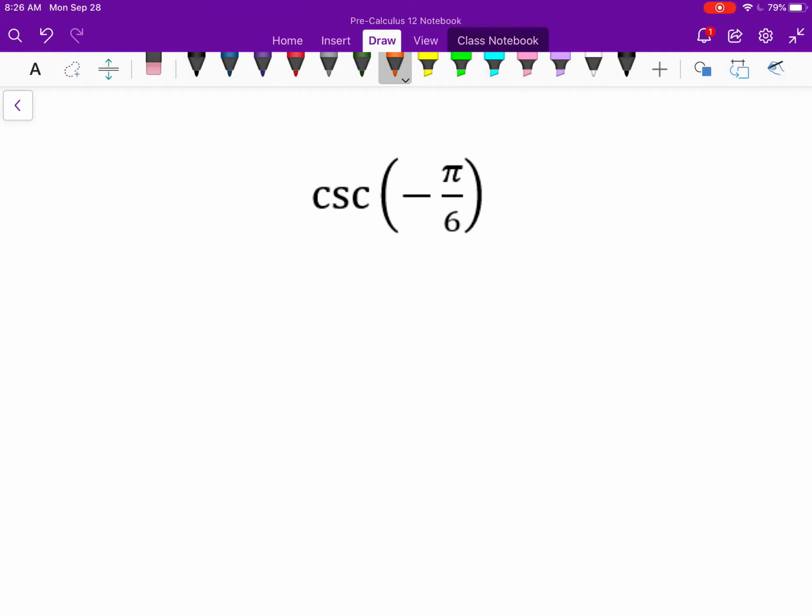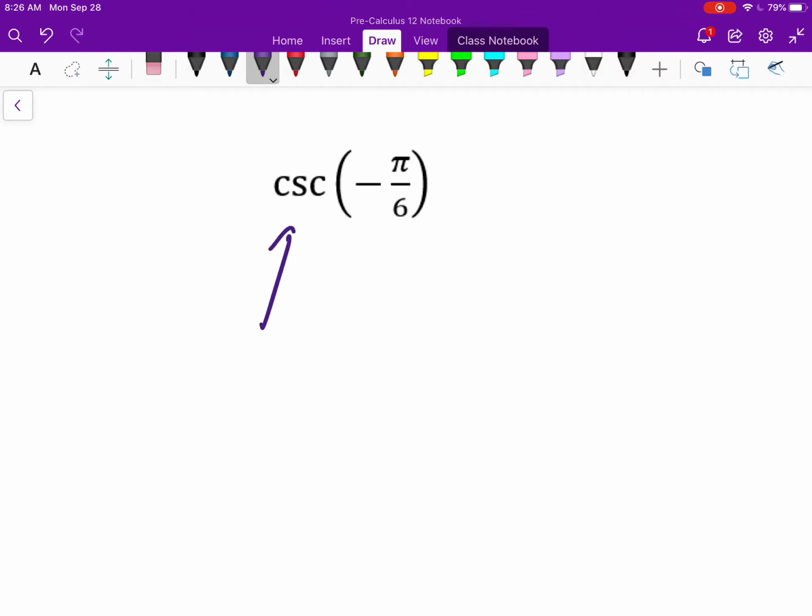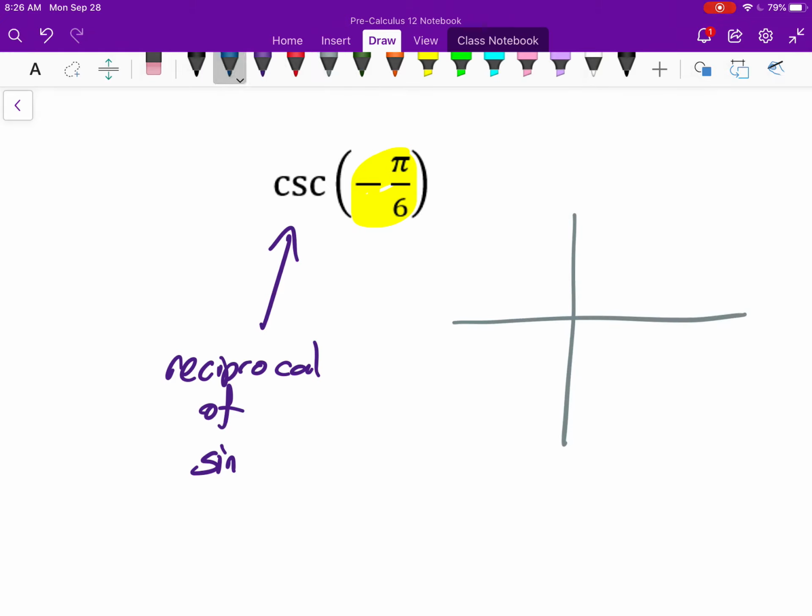So cosecant of negative pi over 6. Cosecant is the reciprocal of sine. So I'm going to think about the sine function. Next, which quadrant is negative pi over 6, which is negative 30 degrees? Well, I can visualize that quite easily. That must look like this. And in this quadrant, sine is negative. So my answer here is going to be negative.